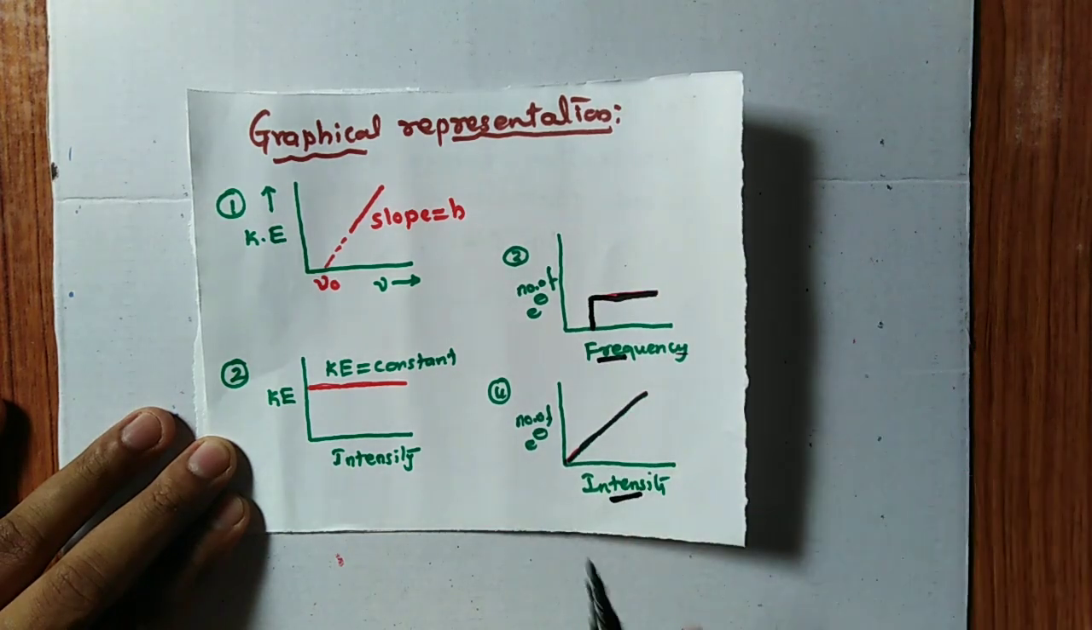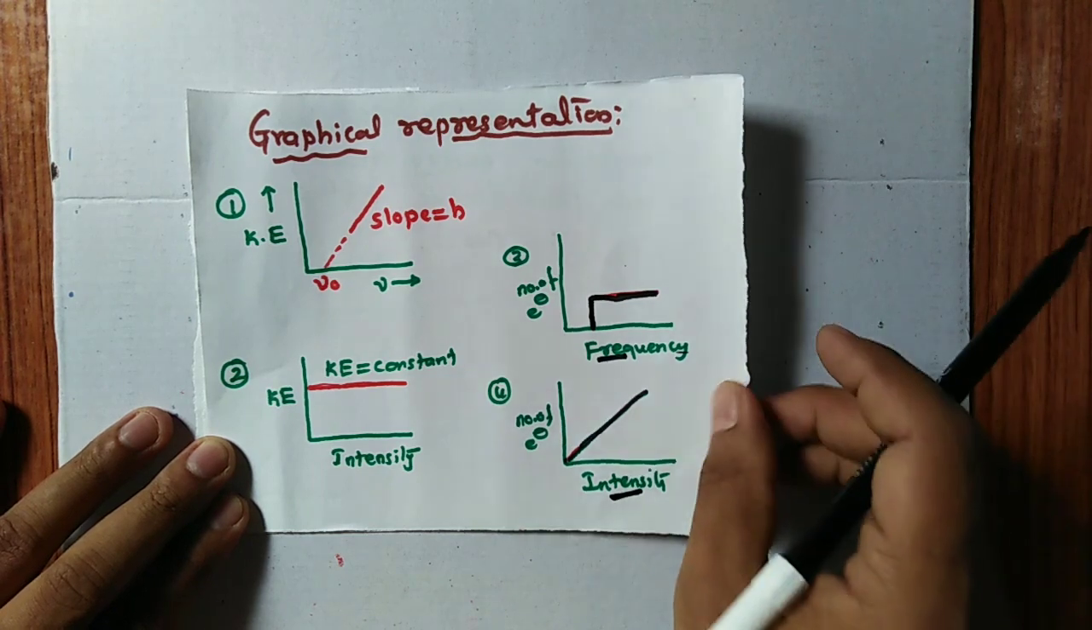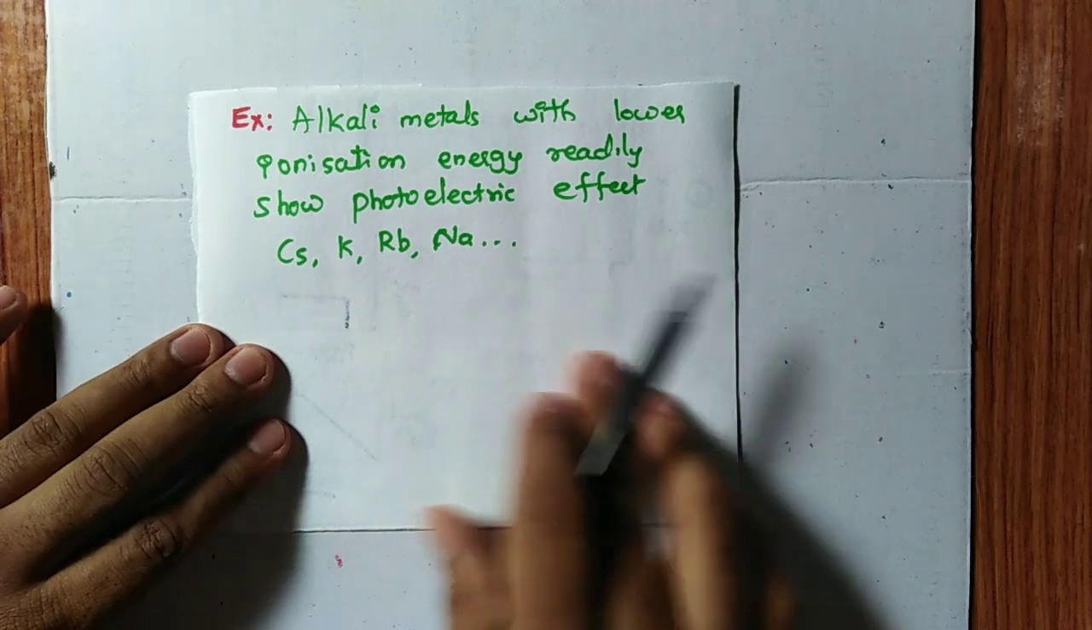But once it started, remember, intensity is directly proportional to the number of electrons. So this is about graphical representation. Then we will see some examples. What are the examples for photoelectric materials?